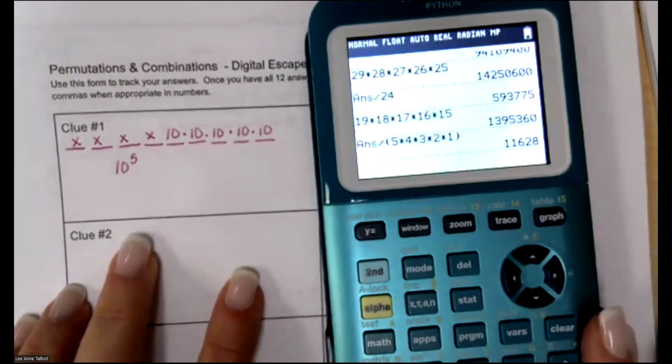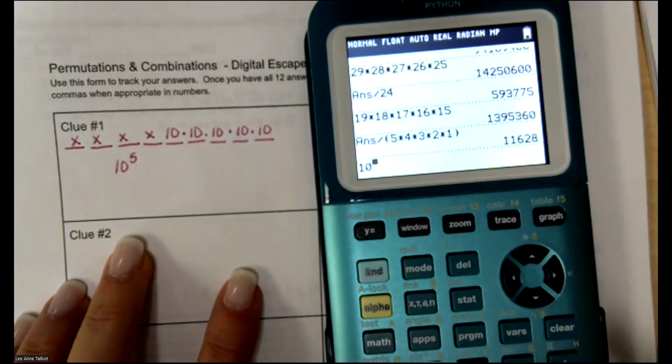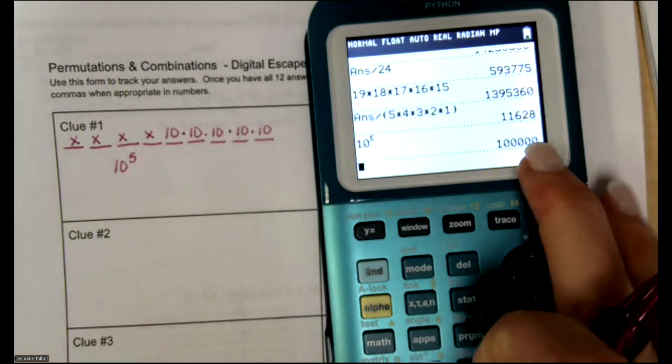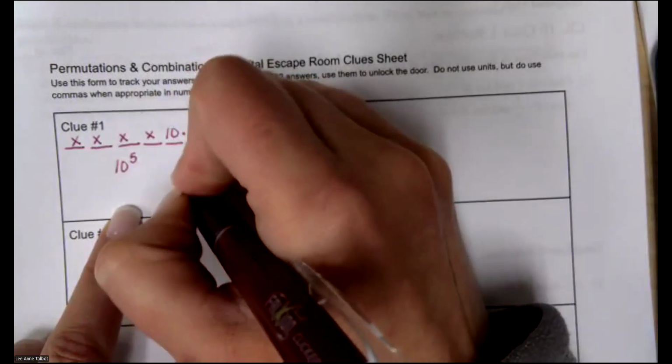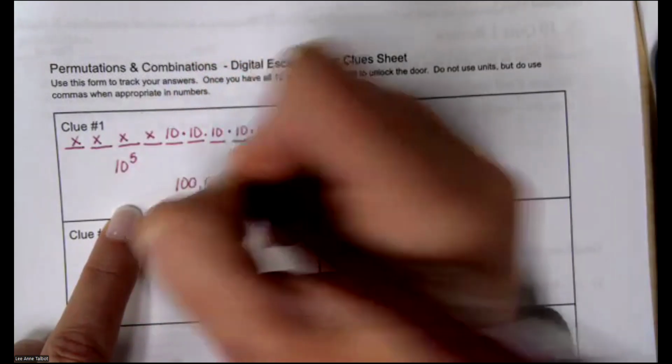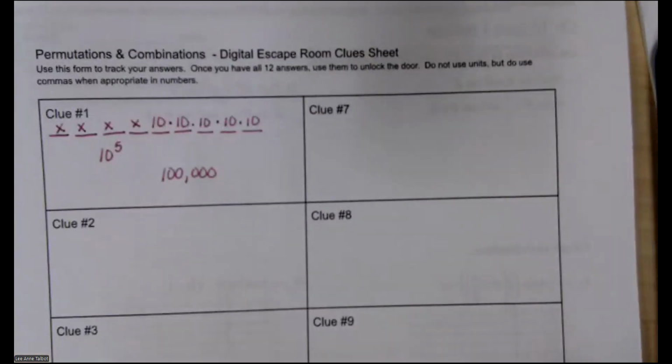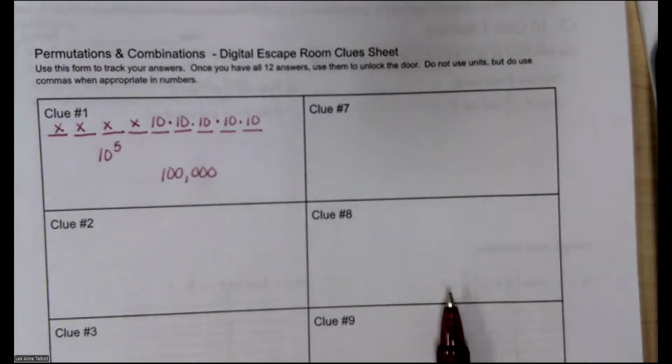The rest of them actually have permutations and combinations in them, but this one is kind of different. So this is important. The answer is 100,000, but you need to put the comma in, otherwise the Google form won't work. Need the comma. That's it for number one.